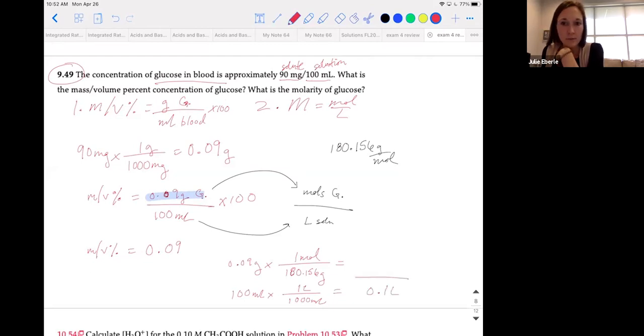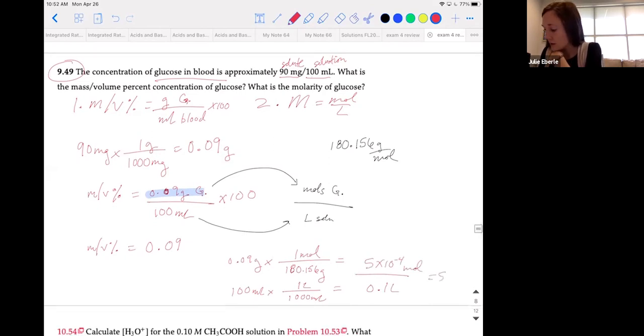How many moles is it? 5 times 10 to the minus 4 moles. So you just do that divided by 0.1, which means you get 5 times 10 to the minus 3 molar. So my molarity is 5 times 10 to the minus 3 moles per liter. I like this problem a whole lot because you really have to understand what you're doing with units of concentration to answer all of this. You've got to understand mass volume percent and molarity and how they relate, how to go back and forth between the two.